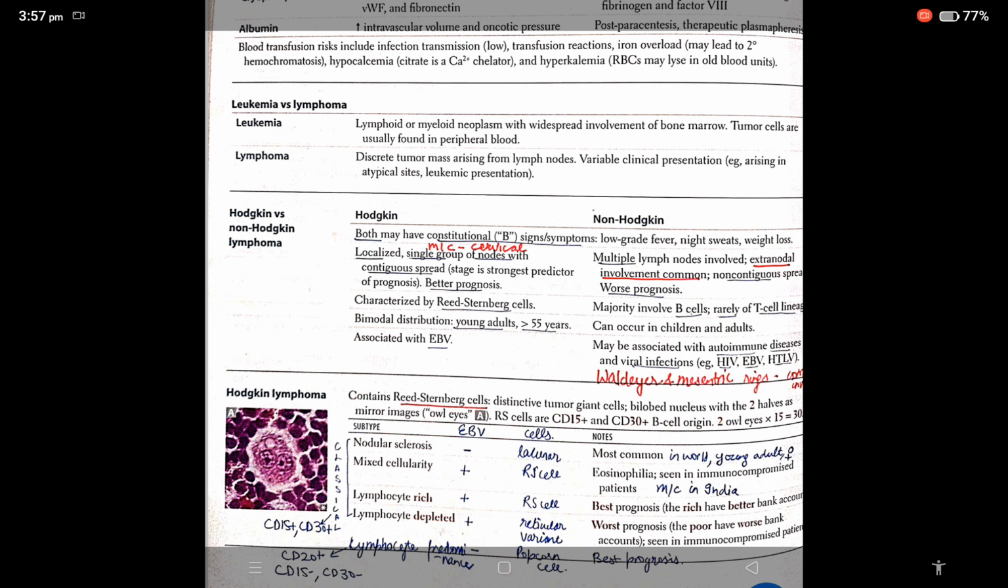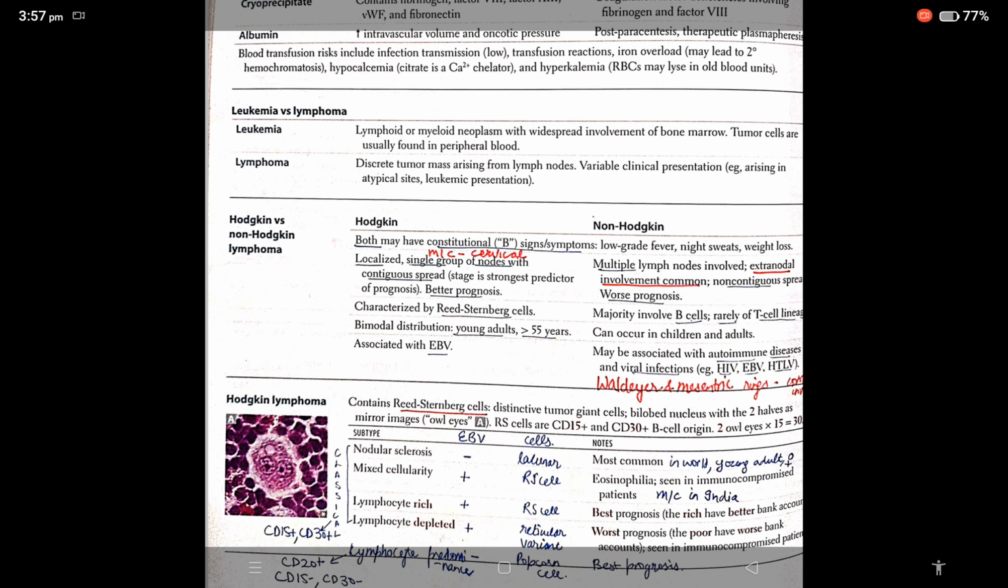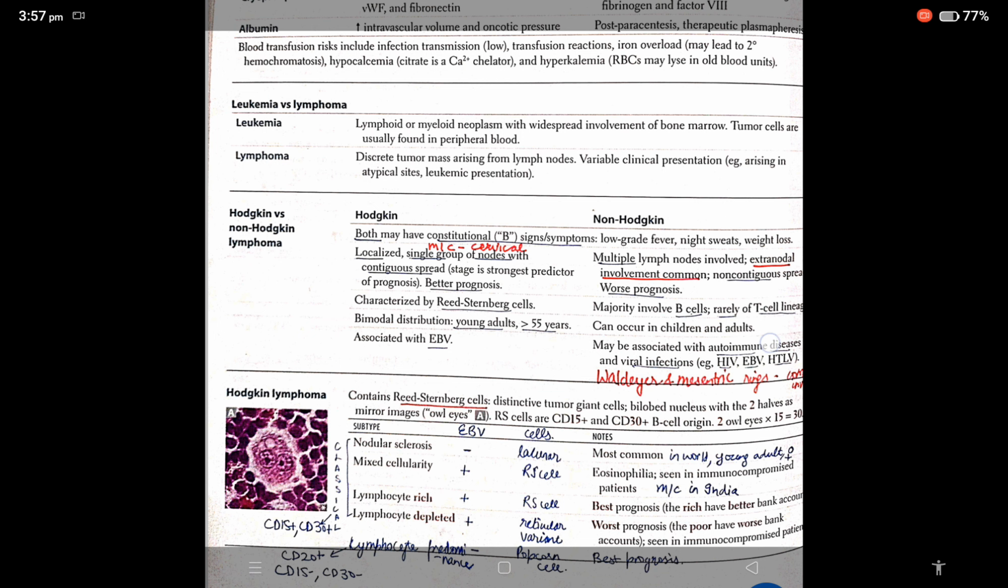So, what is the difference? Hodgkin's is localized, single group, contiguous spread, better prognosis, and non-Hodgkin is multiple, extranodal, non-contiguous, worse prognosis. RS cells in Hodgkin's, here B cells and T cell lineage. T cell is rare. Then young adults and more than 55 in Hodgkin's, here nothing specific. EBV in Hodgkin's; HIV, HTLV, and autoimmune diseases in non-Hodgkin.